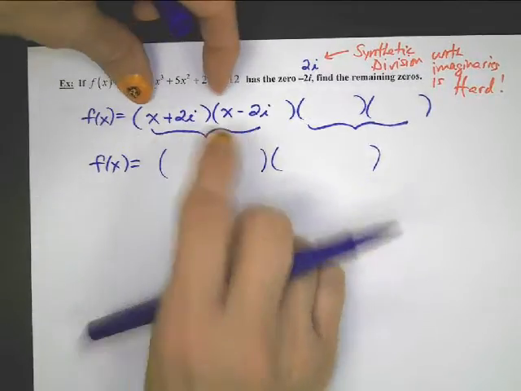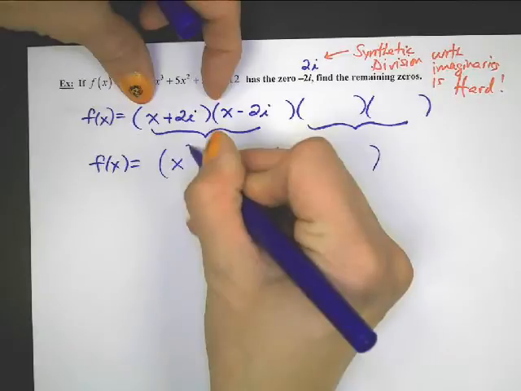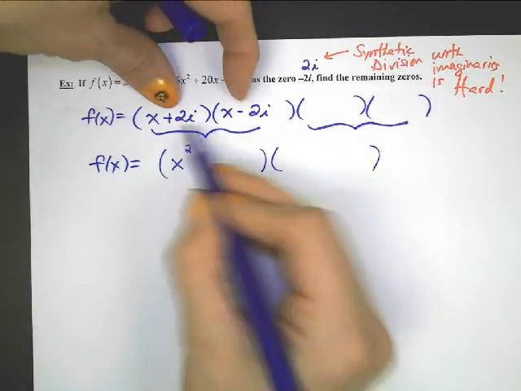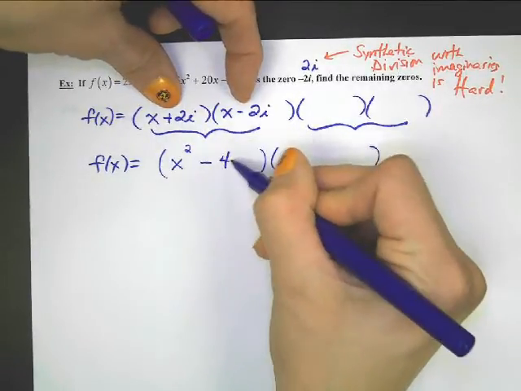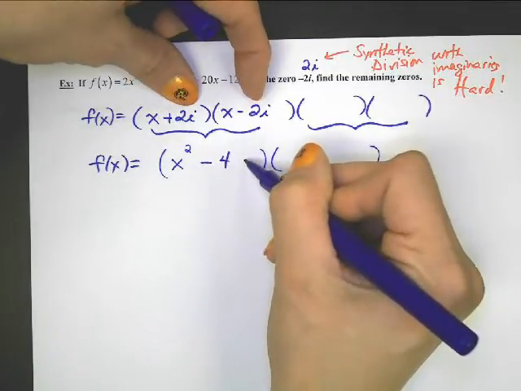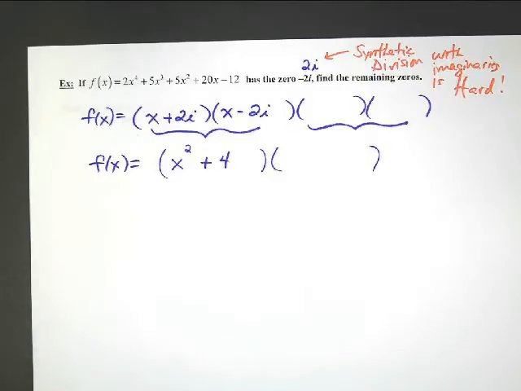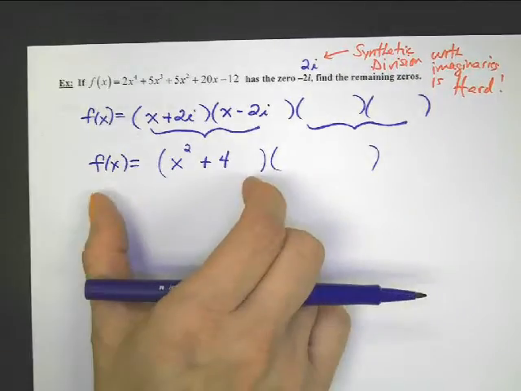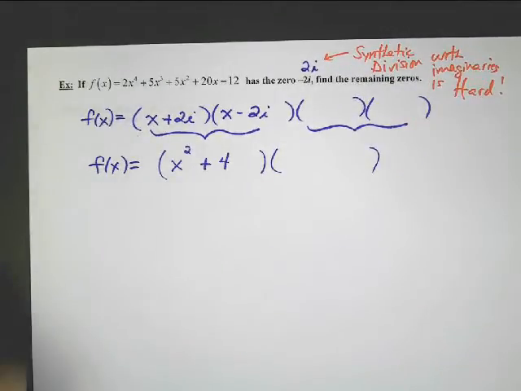So let's go ahead and FOIL this out. First is x squared. Outers and inners cancel, so this makes minus 4. When I say i squared, you say negative 1, so that's going to turn into a plus. Okay, so we already have half of it. Now let me say this a couple of times.